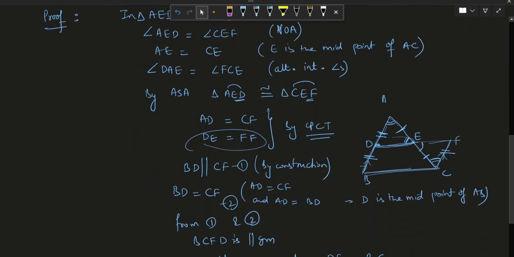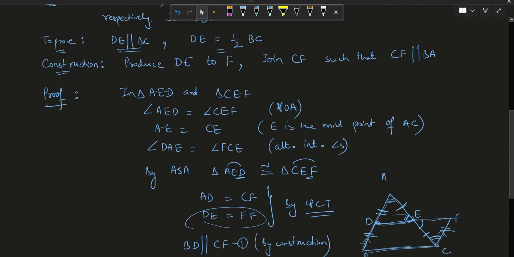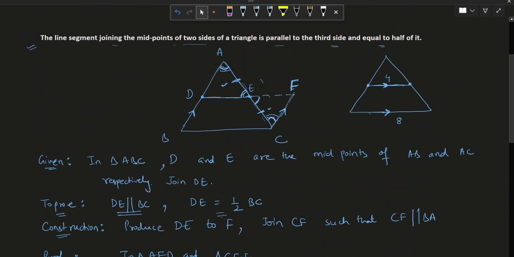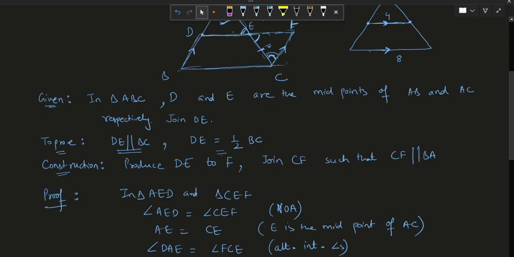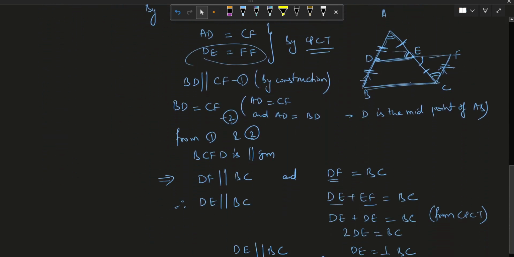Okay students, I hope this is clear. We did only two steps. First step, we proved the two triangles congruent after construction, by ASA. Then we showed that BDFC is a parallelogram. Now when it becomes a parallelogram, its opposite sides are equal and parallel and you are done with the proof. So practice the theorem. You need to solve it many times to understand it.